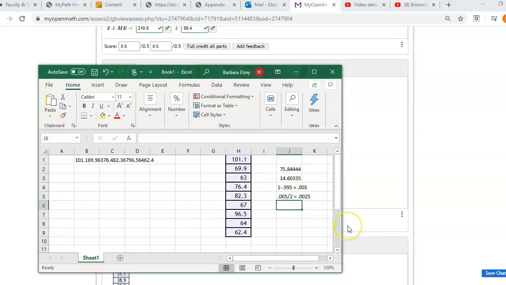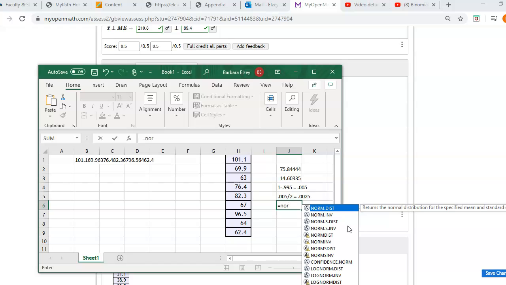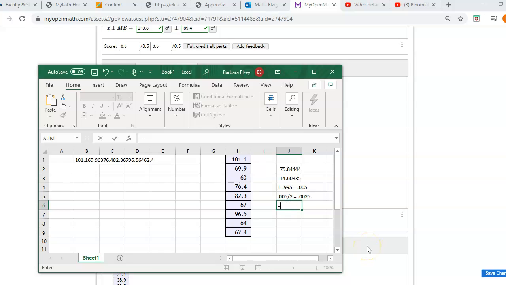Okay, now we are going to do a t. So we want to do norm. Sorry, I've been using that command too much. T.INV, and we want to put in 0.0025. Now, our degrees of freedom are always one less than what we have here for a single sample. So we have 9 in our sample. Our degrees of freedom are 8. And that gives us our t-value right there for our confidence interval.